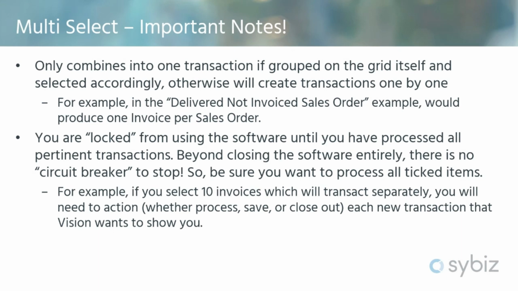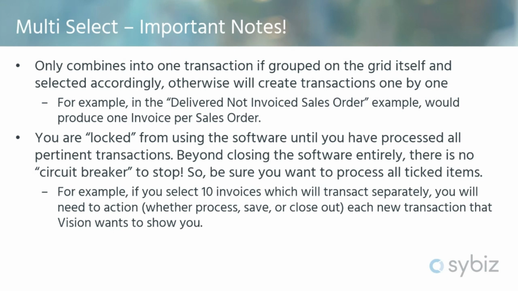So it's not going to create that grouped up experience like I just showed, where it's got multiple orders on the same transaction. Now that's perfectly fine. That might be totally acceptable, but that also kicks into the second note, which is that the software does, for lack of a better phrase, lock until you've processed all the pertinent transactions that you created with that multi-select. The reason for this is because the system has to keep track of what's going on here, because it needs to present transaction 1 based on this sales order, transaction 2 based on this sales order, and it doesn't want to lose its place, as it were.